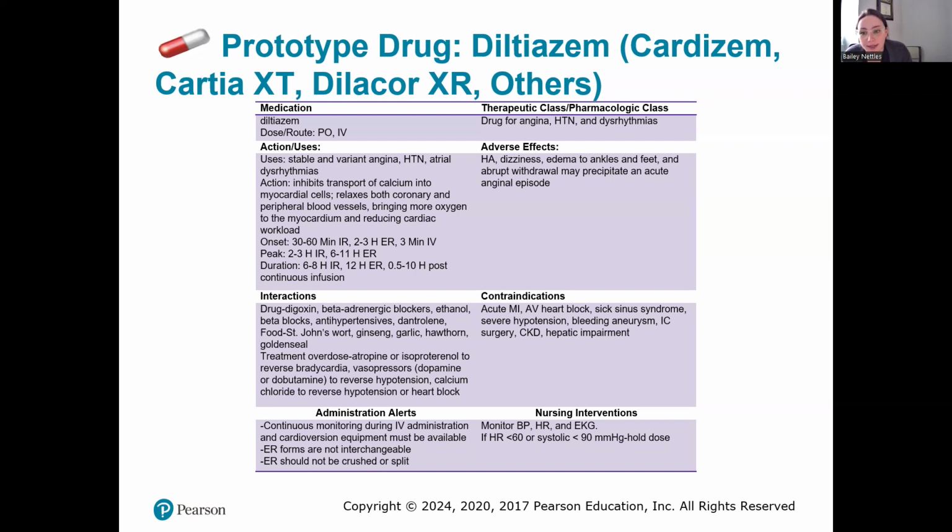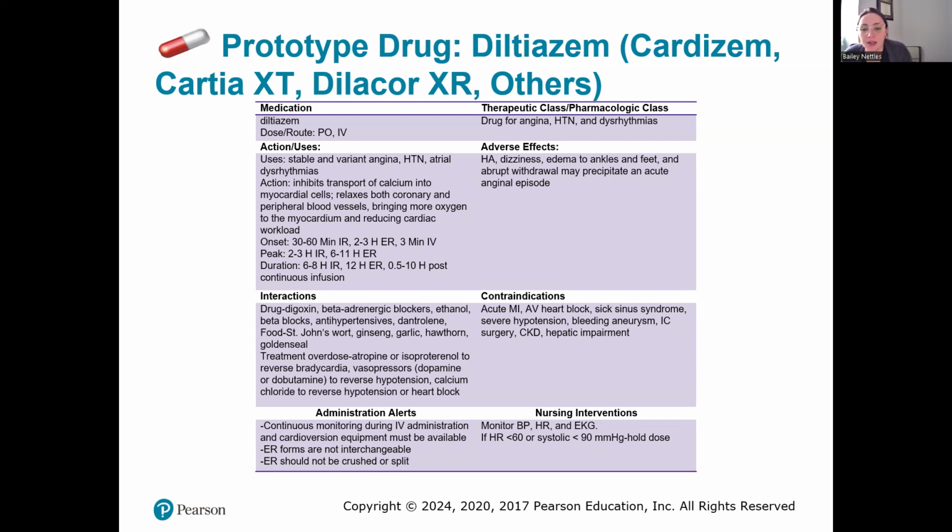If I'm having a heart attack, if I'm having a heart block, sick sinus syndrome, which is a dysrhythmia. Okay. If I'm having anything already going off my heart, I don't need anything else affecting it. Okay. Severe hypotension. If I have a bleeding aneurysm, we don't want to give DILT, or intracranial surgery, chronic kidney disease, and hepatic impairment.